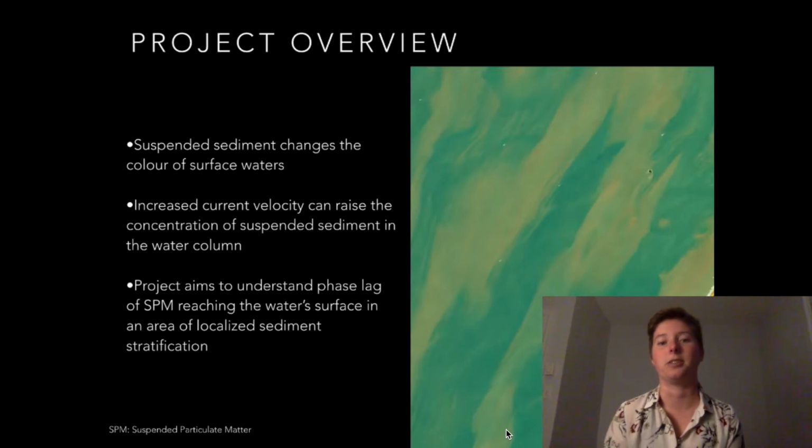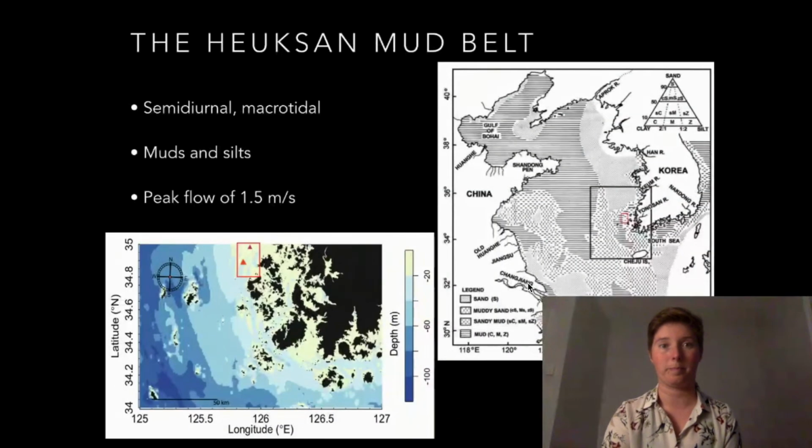Our project is trying to understand the phase lag of suspended sediment reaching the water surface in areas of localized sediment stratification. Essentially, that's why we think there's this banded pattern here. We think there's stratification happening in areas of my study region, which is in the Hooks and Mudbelt. So the Hooks and Mudbelt, this is what I'm studying. This is an area off of the southwest coast of South Korea.